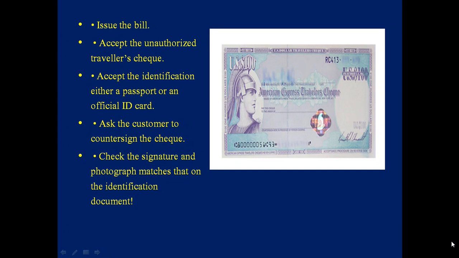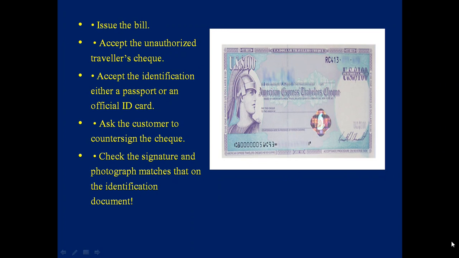Accept the identification, either a passport or an official ID card. If you really want to go in depth and cross check everything with the guest, please ask for the passport, check all the details of the passport and the issuing authority as a country for the traveler's check as well. Plus you have to check the guest identity card, whether he belongs to that country or not. So these documents can prove that the guest belongs to a particular country, and now you are in a position to accept the traveler's check.